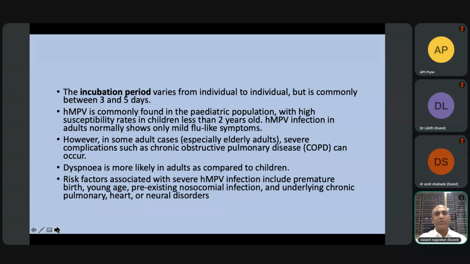HMPV, human metapneumovirus, is commonly found in the pediatric population with high susceptibility rates in children less than 2 years old. HMPV infection in adults normally shows only mild flu-like symptoms, may not be associated with fever, also in patients who are less than 65 years of age. However, in some adults, severe complications such as chronic obstructive pulmonary disease can occur.